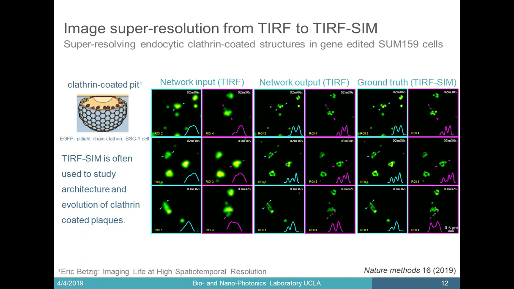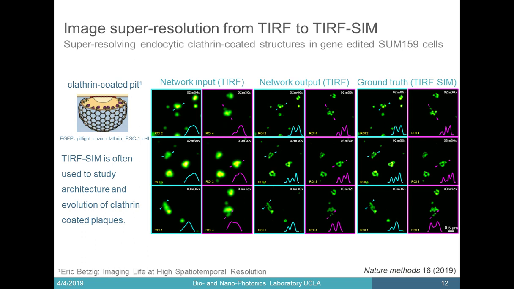Next, we demonstrate our cross-modality image transformation framework by transforming diffraction-limited TIRF images to match the TIRF-SIM reconstruction. TIRF means total internal reflection fluorescence microscopy, while TIRF-SIM means TIRF with structured illumination. This thing on the left is called a clathrin-coated pit. It is one of the mechanisms that the cell uses to bring different cargoes inside the cells. So they form these dome shapes inside the plasma membrane, and the cargo sits inside the domes.